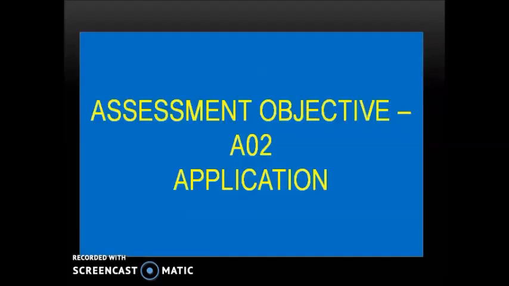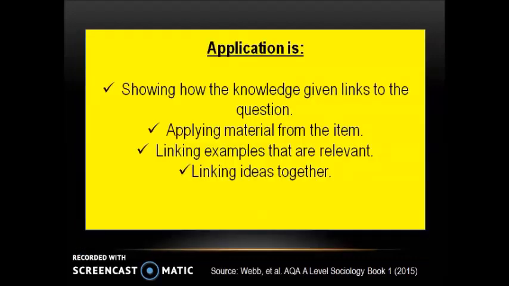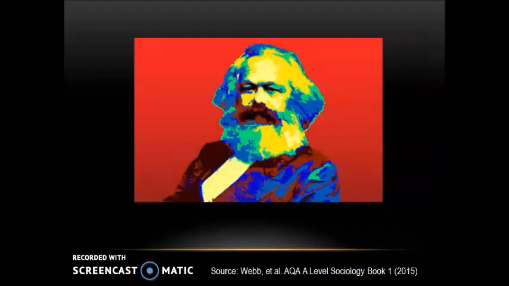Secondly, assessment objective AO2 is application. So what is application? It is showing how the knowledge that you have just written about links to the question. You can apply material from the item, you can link examples that are relevant, and show how these ideas all link together. So you might get a 20-mark question with an item which is asking you to evaluate the usefulness of, for example, Marxist theory.